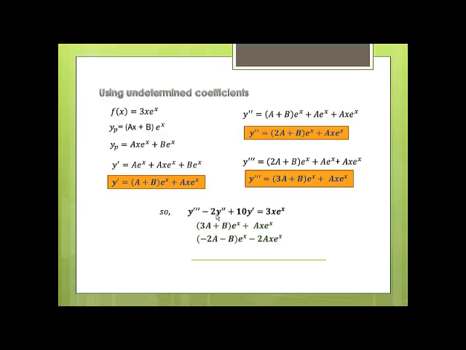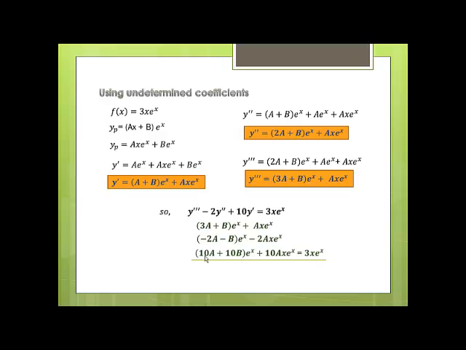Since we have here 2, we will multiply this 2 in the y double prime. Then next we have 10 times y prime. We have 10a plus 10b e raised to the power of x plus 10ax e raised to the power of x equals 3x e to the x.